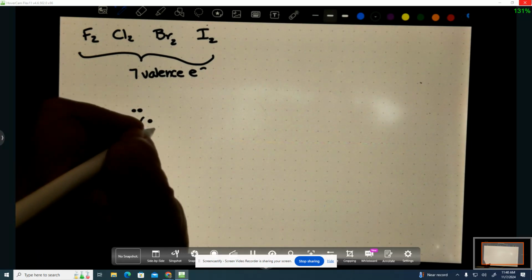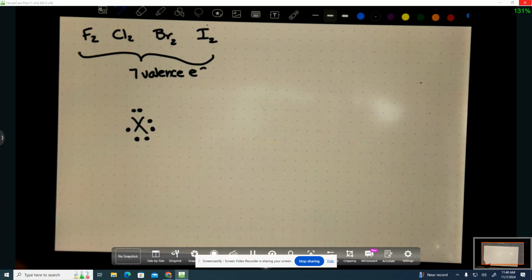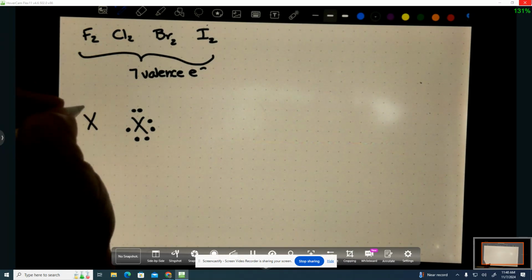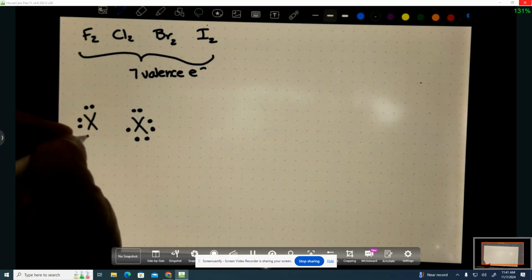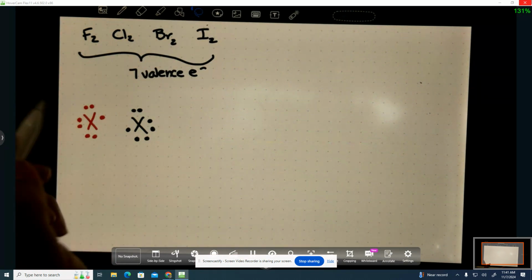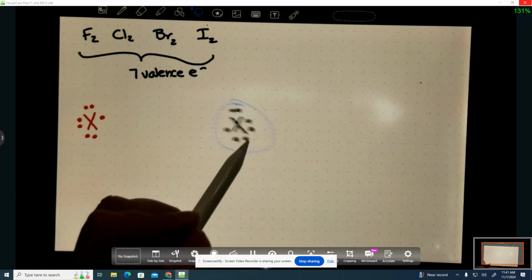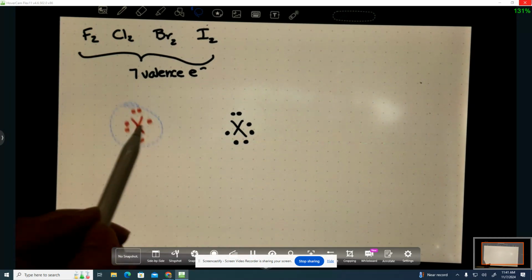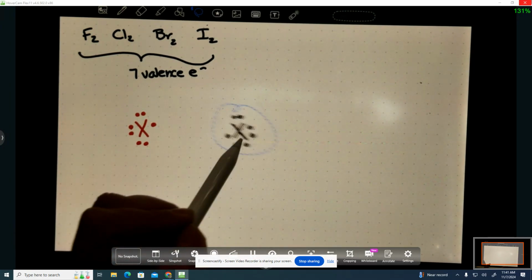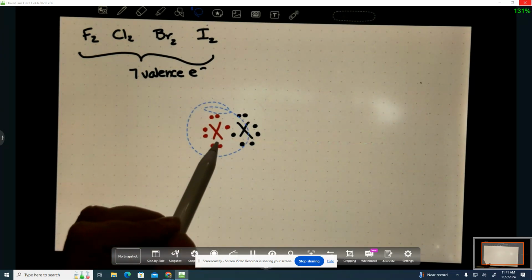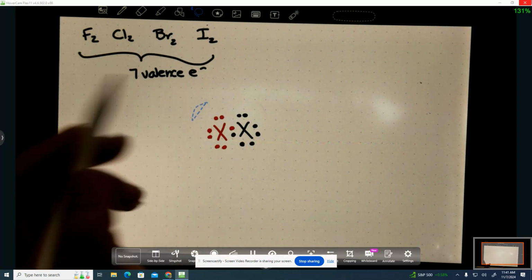1, 2, 3, 4, 5, 6, 7. And then I'm going to do another one because there's 2 Fs here. 1, 2, 3, 4, 5, 6, 7. The reason why I drew them like this is because I want you to see how they're going to go together. All right, so again, here's my fluorine, here's another fluorine. Look, I want 8. I want 8 too. Okay, let's get together. Look what happens. You see that?